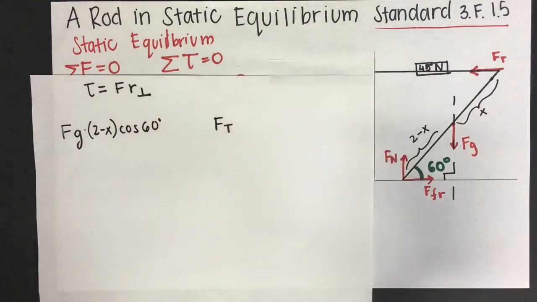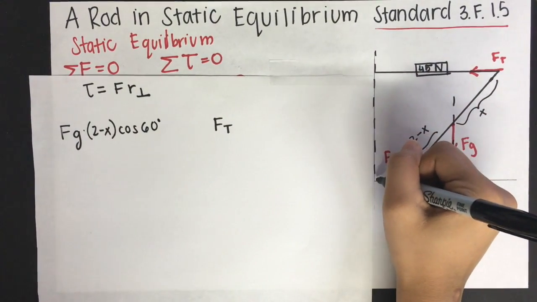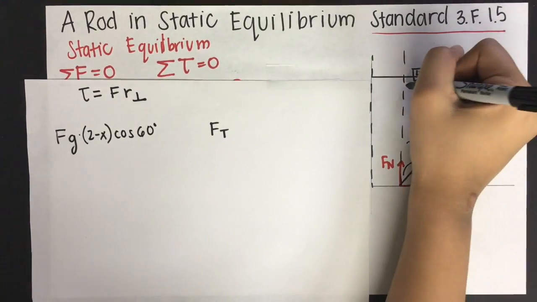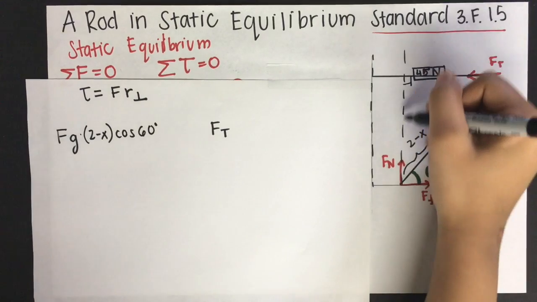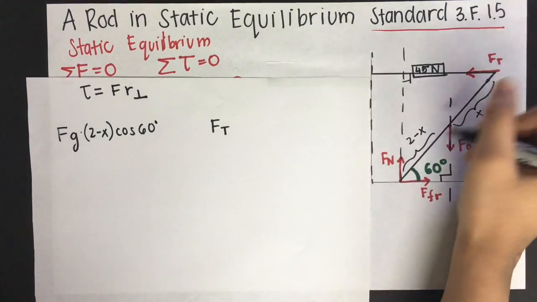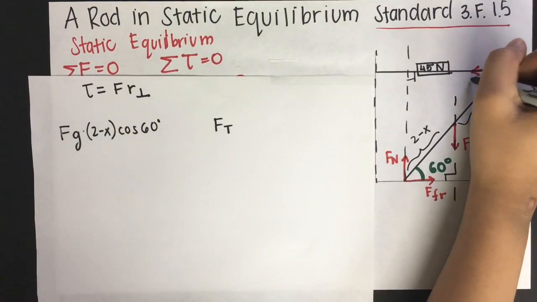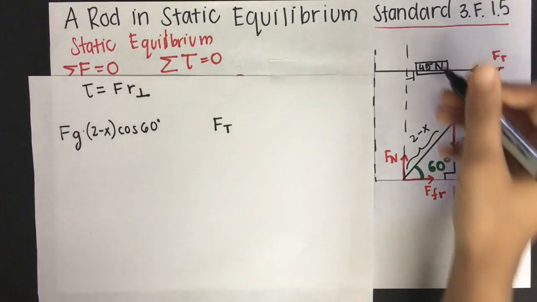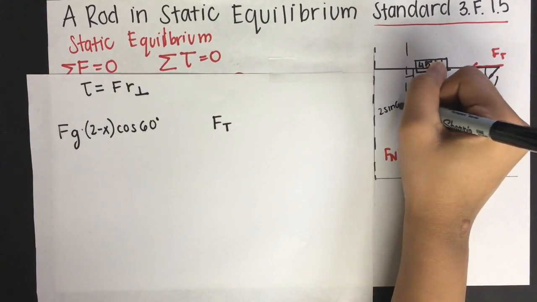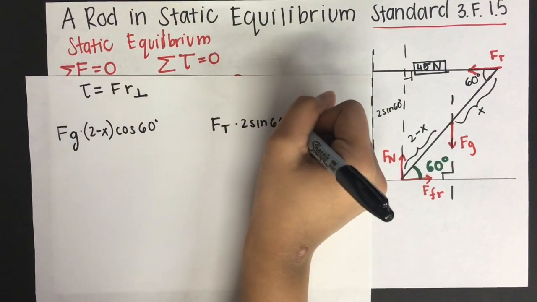Now let's look at the tension. Let's extend the line of the pivot point. And this is a perpendicular. So then this will be the perpendicular distance of the line of force of the tension from the pivot point. And we know that this angle is 60 degrees, and by the alternate interior angles theorem, this will also be 60 degrees. So that means that this will be 2 times sine of 60 degrees. So multiply the tension by 2 sine of 60 degrees.